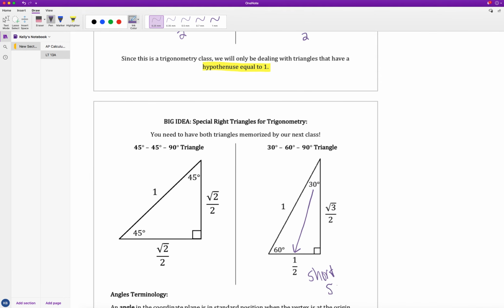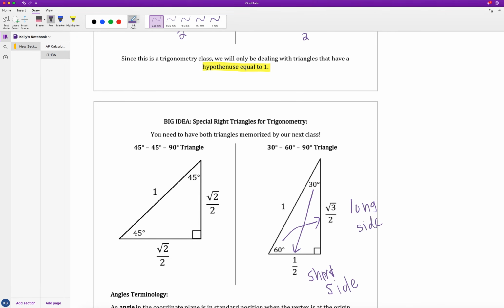So here's our short side down here. The reason it's the shorter of the two sides is that 30 is the smaller angle here, so the side opposite that will be the shortest. And then our root 3 over 2 is always across from the 60 degree, and I consider this our long leg, or our long side of it.